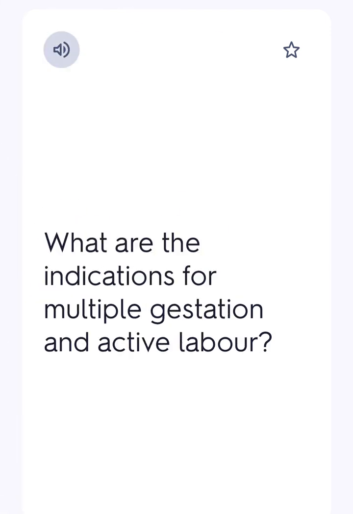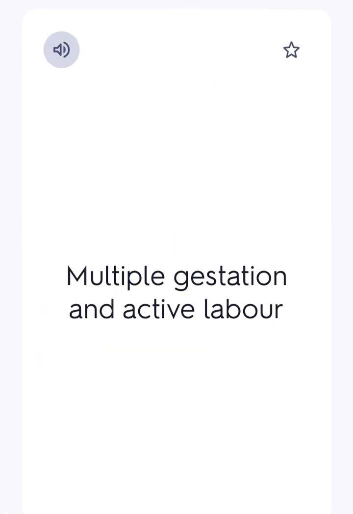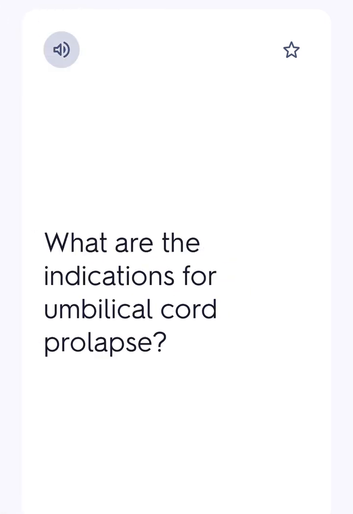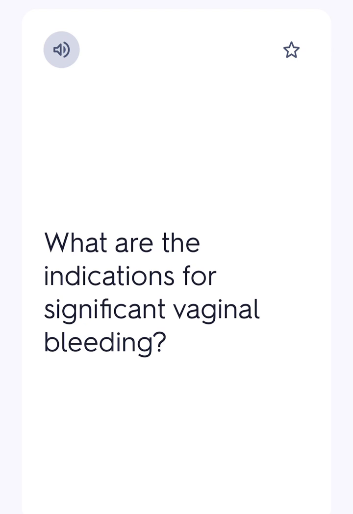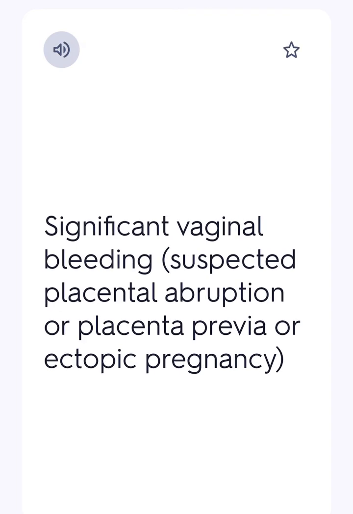What are the indications for multiple gestation and active labor? Multiple gestation and active labor. What are the indications for umbilical cord prolapse? Umbilical cord prolapse. What are the indications for significant vaginal bleeding? Significant vaginal bleeding.